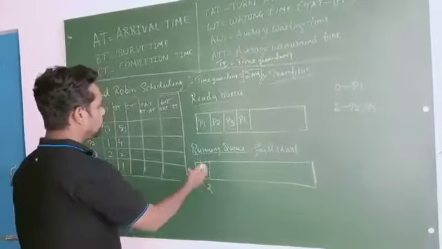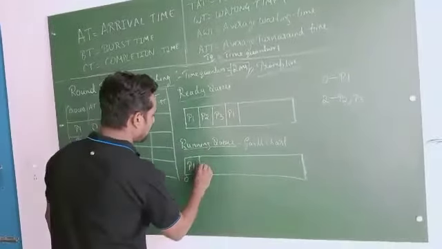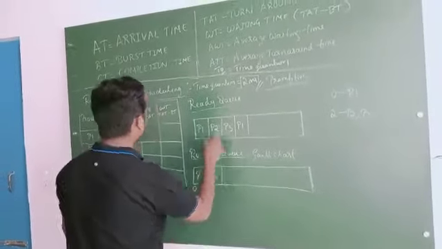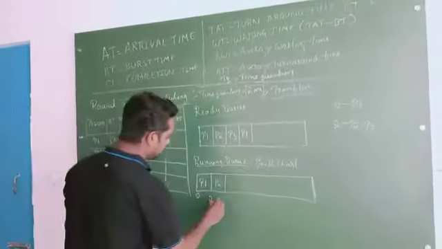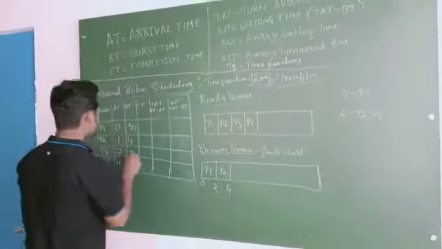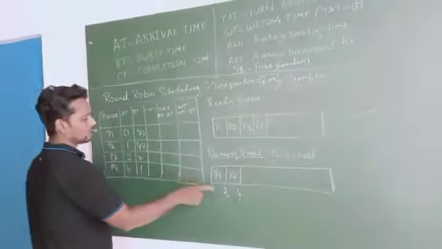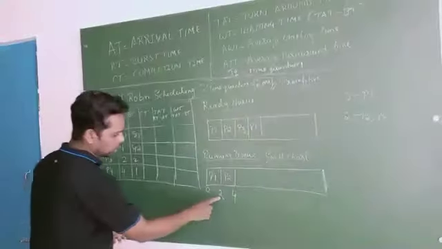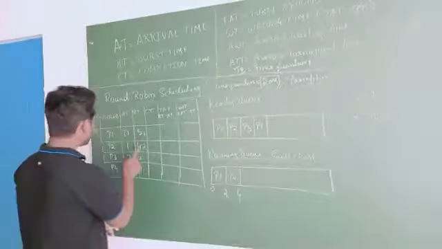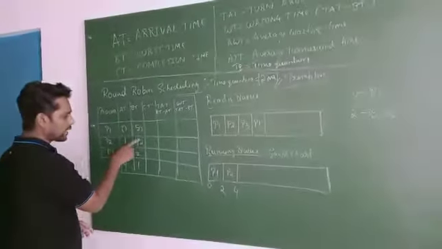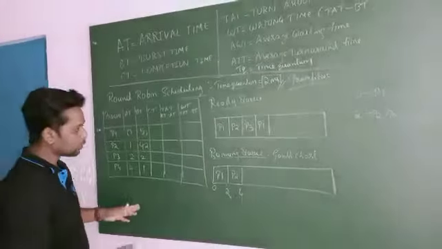Okay. Now, what is the next process going to execute? P2 process. What's the time quantum? 2 milliseconds. If it executes 2 milliseconds, remaining is how much here? It's going to execute 2 seconds, so 2 plus 2 is 4. In this case P2, if it executes 2 seconds, remaining is how much? 2.